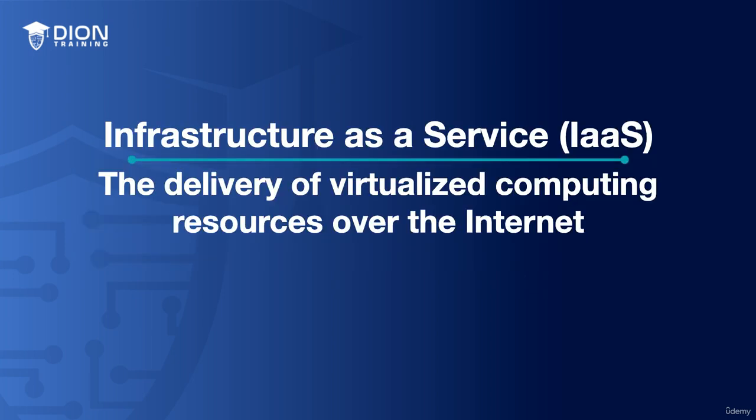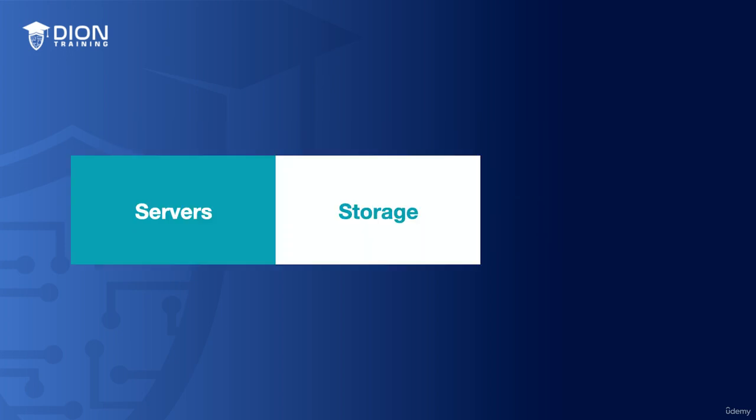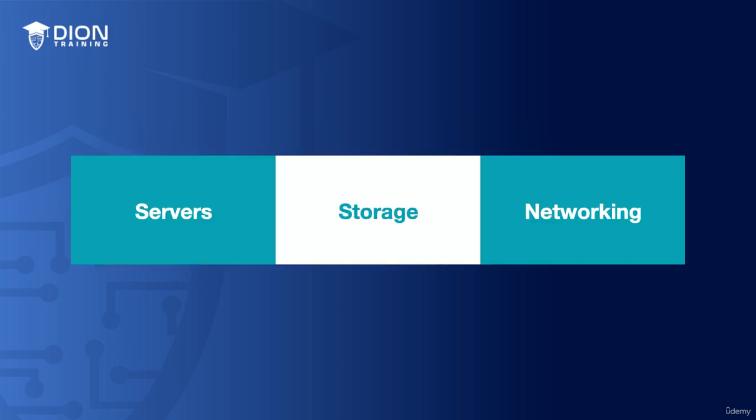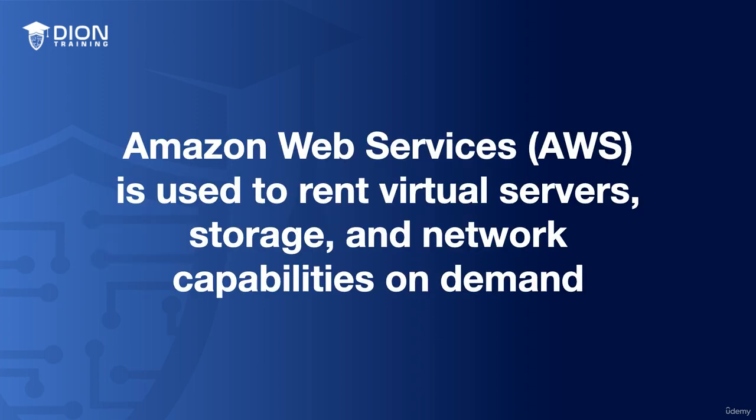The second service model we have is known as infrastructure as a service. Now, infrastructure as a service, or IaaS, refers to the delivery of virtualized computing resources over the internet. This includes servers, storage, and networking. And a real-world example of infrastructure as a service is something like Amazon Web Services, or AWS, which is used to rent virtual servers, storage, and network capabilities on demand.